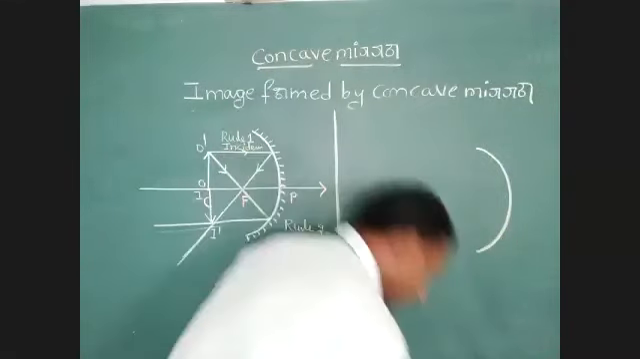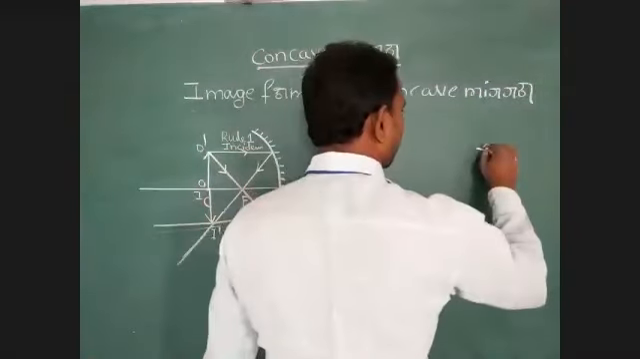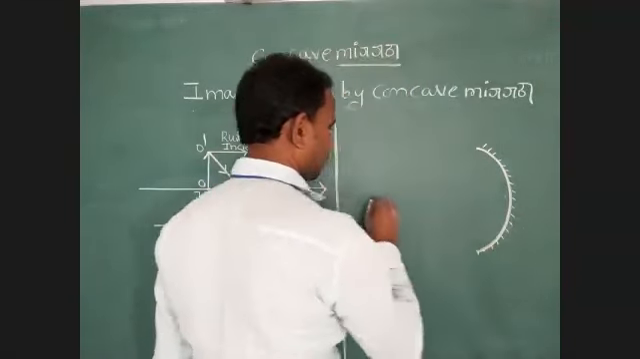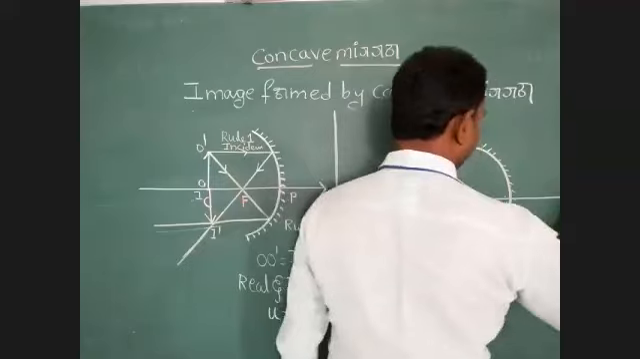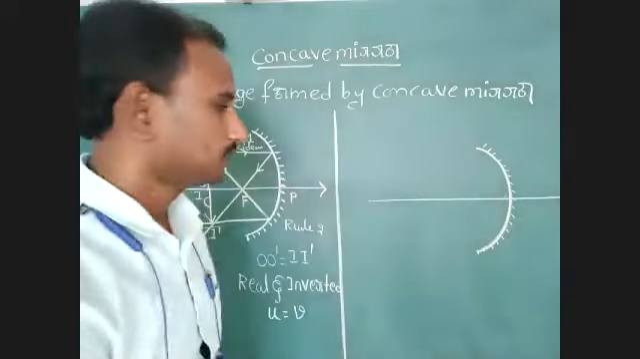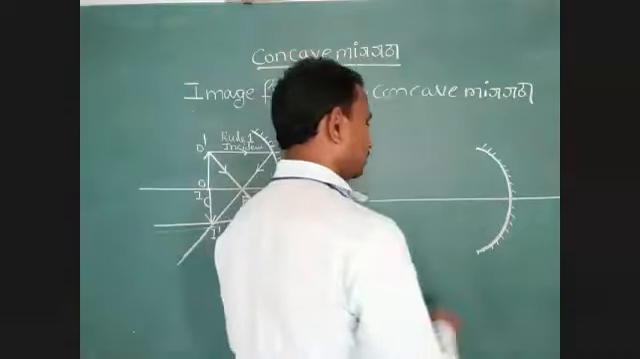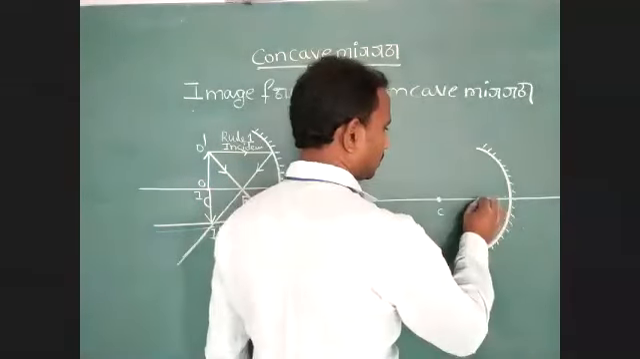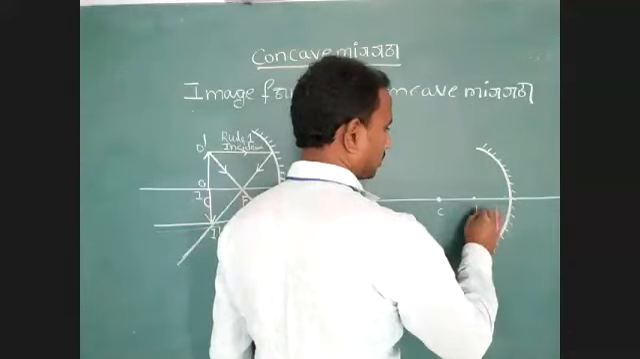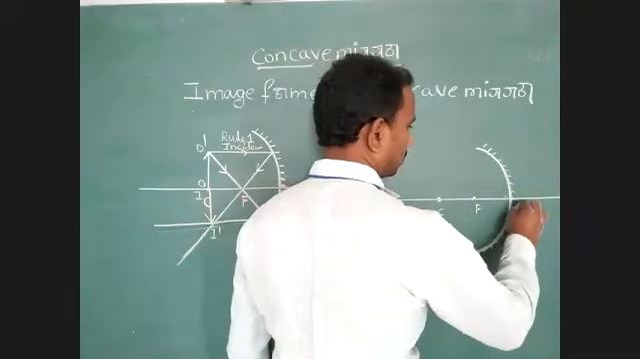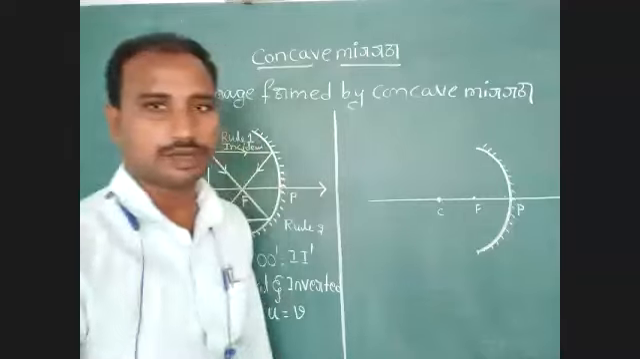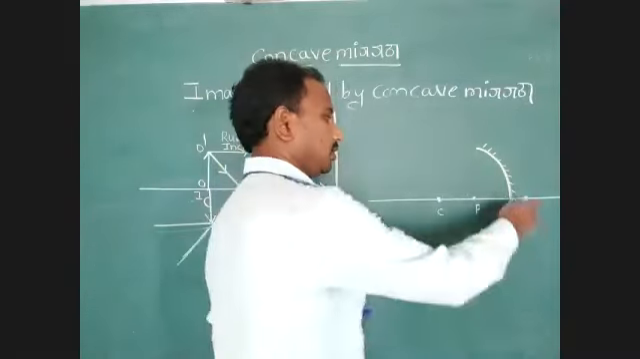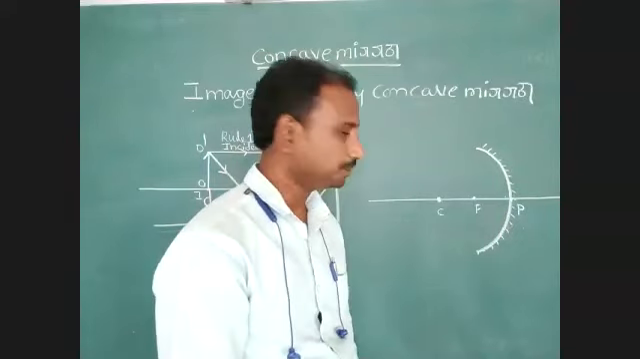So, a concave mirror: outside surface, reflecting surface. Draw the principal axis. You have to identify the center of curvature C, the principal focus F, and the pole. For the pole, we consider the midpoint of this spherical mirror, so this midpoint we can represent as the pole.